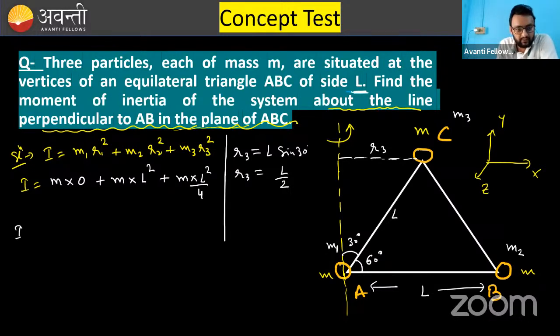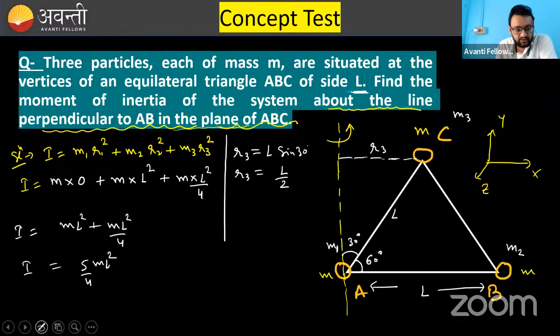So moment of inertia will become m L square plus m L square by 4. It will become 5 m L square by 4. This is your answer.